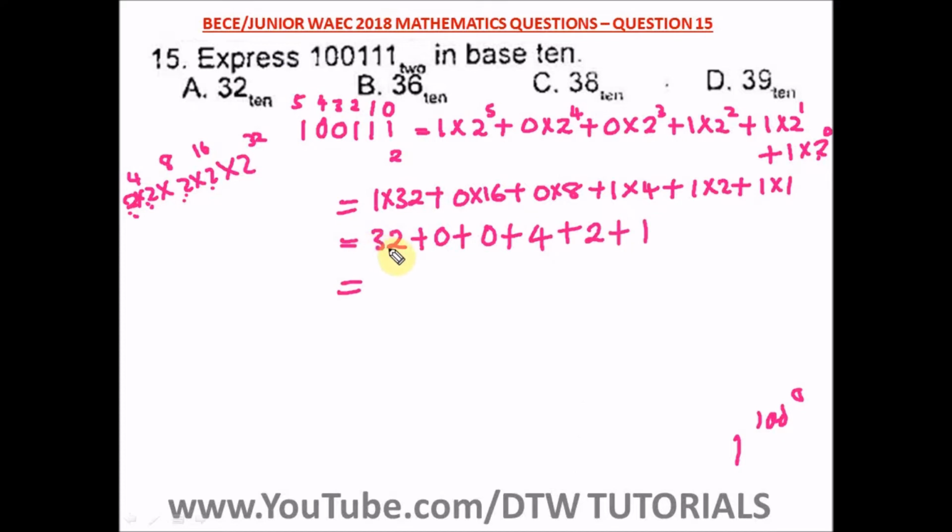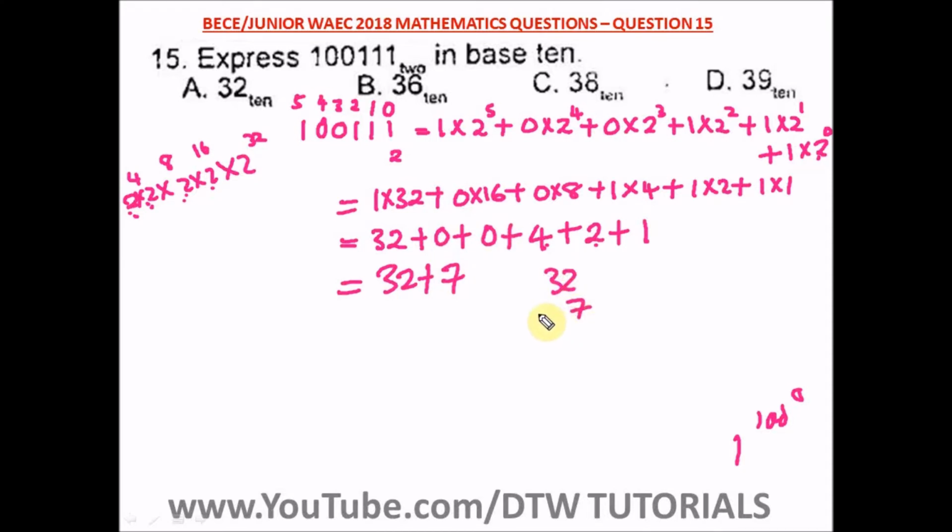All right, so we have this. So what is 32 plus 4? That will give us 36. Or let me just add all this up. 4 plus 2 is 6, and 6 plus 1 gives us 7. So we're left with 32 plus 7. These are all 0. Okay, and what is 32 plus 7?